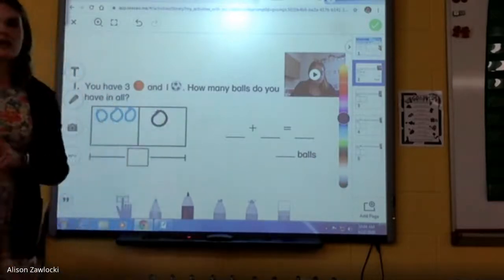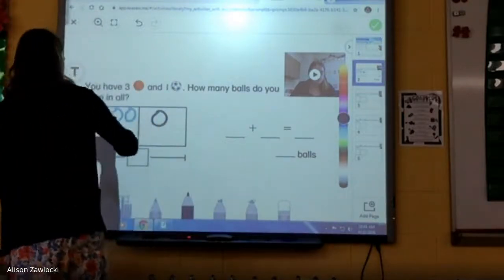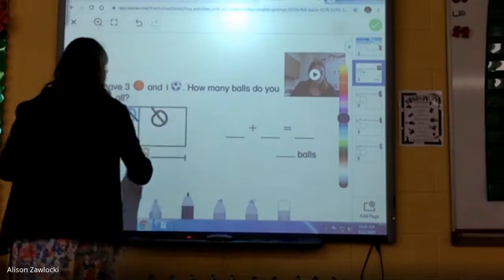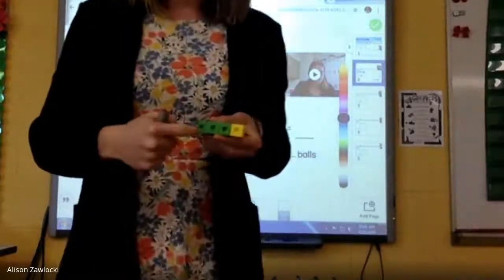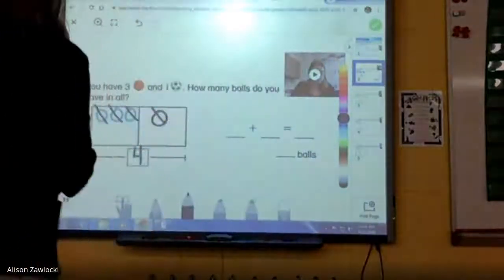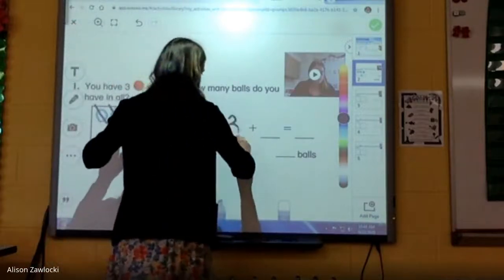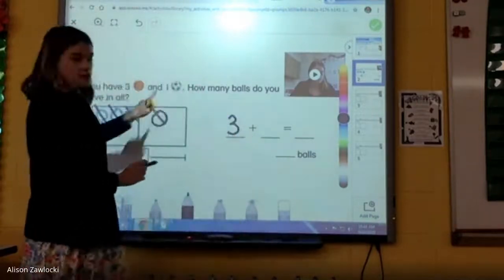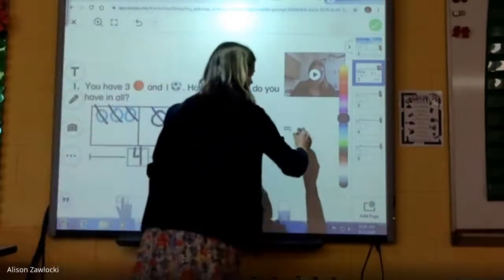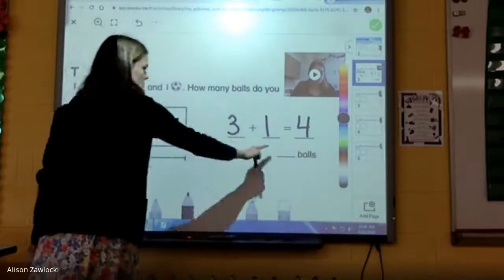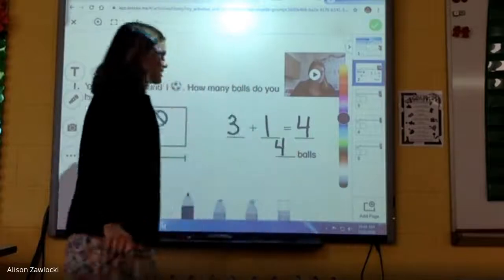Now I'm going to go back through and count them all together. I can also double check with my counters. So let's count. 1, 2, 3, 4. Oh, my total is 4. I'm going to double check. So I have 3 plus 1 equals 1, 2, 3, 4. Yep, that's right. Now I need to write my number sentence. So I'm going to write this number right here. 3. I'm adding 3 and 1. 3 plus 1 equals, what's my total? 4. Then I'm going to write here, how many total balls do I have? I have 4 total. Very good, boys and girls.